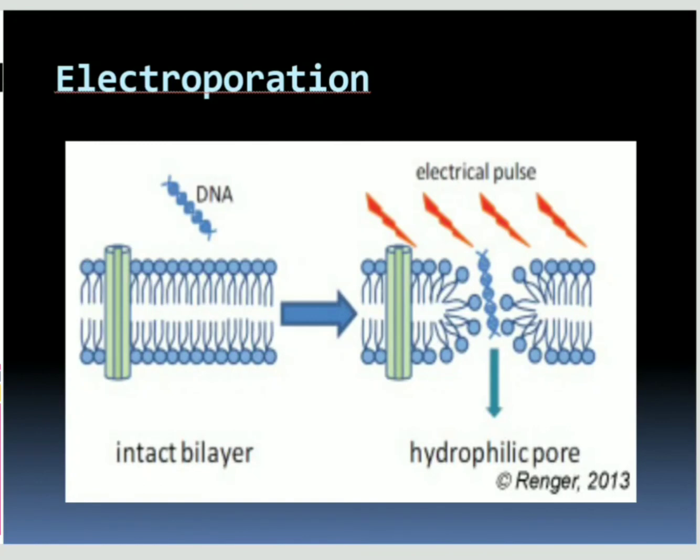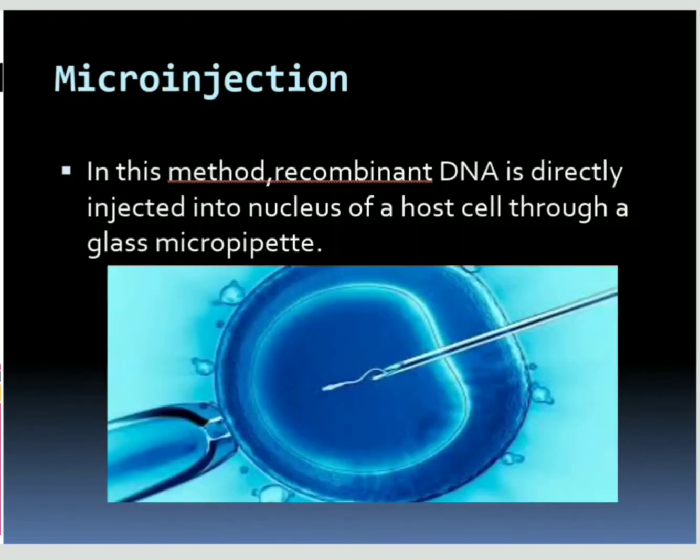Next method, microinjection. The name itself says that in this method, recombinant DNA is directly injected into the nucleus of a host cell through a glass micropipette. Like a small injection through a syringe, a small micropipette will be present. So we can directly inject the recombinant DNA into the nucleus of the host cell without any other mediators.